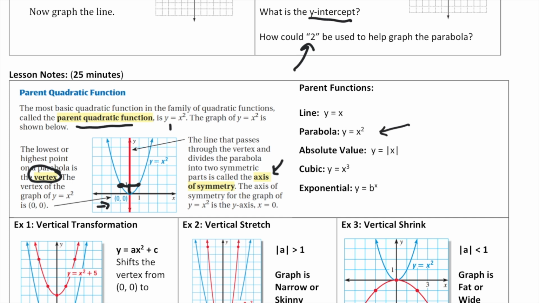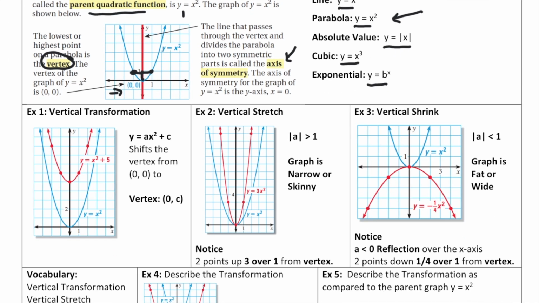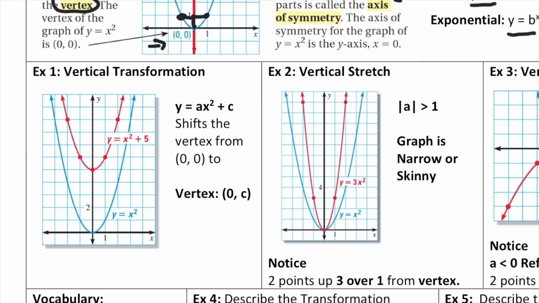Our parent function for a line is y equals x. The most basic parabola is y equals x squared. The most basic absolute value function is y equals absolute value of x. Here's y equals x cubed, and a new one, y equals b to the x, which is exponential. So there are several types of transformations that we're going to think about.